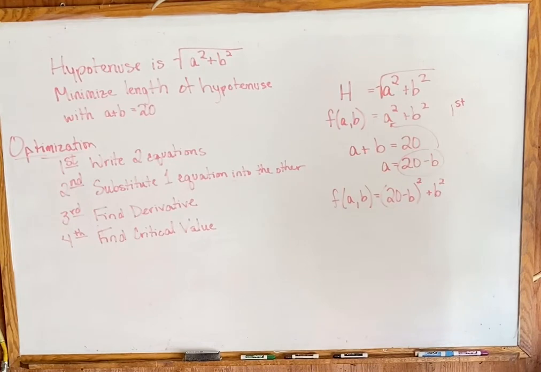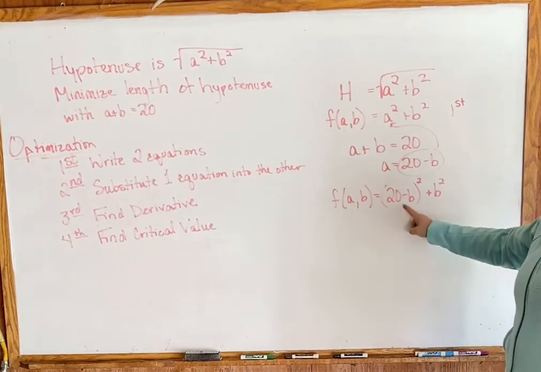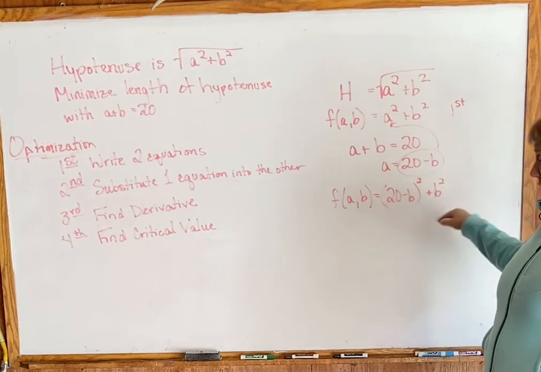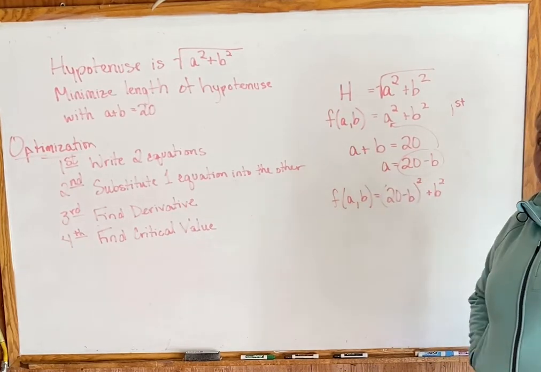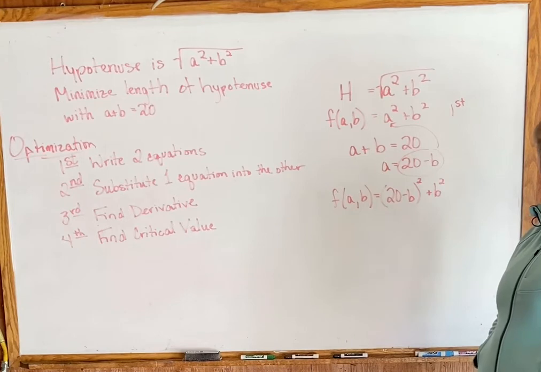Do we have just one variable in there now, right? Just the b. So now we need to multiply that out. So FOIL that out, multiply this whole thing out, and then you're ready to go for the derivative and find the critical value. Okay, so I'm going to leave you with this one here.